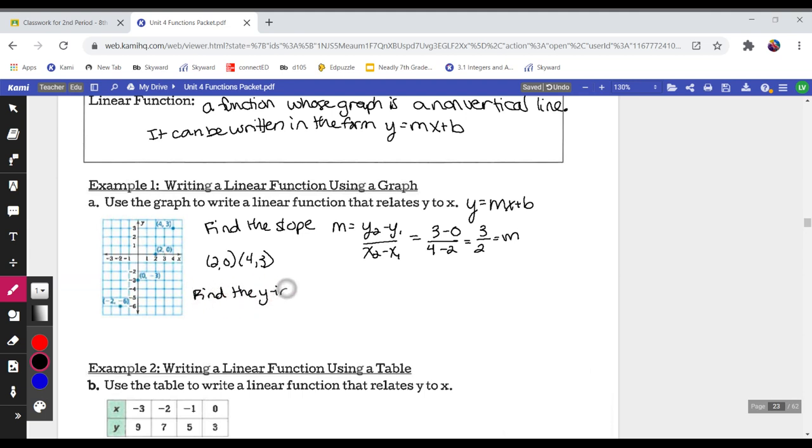Then I want to find the y-intercept. That's my b. So where it hits on the graph on the y-axis. It is located at (0, 3). So that means that b equals 3. So if I have the equation y equals mx plus b, and I know my slope is 3/2, and I know my y-intercept is 3, I can plug it in to the respective letters. So this becomes y equals 3/2 x plus 3.